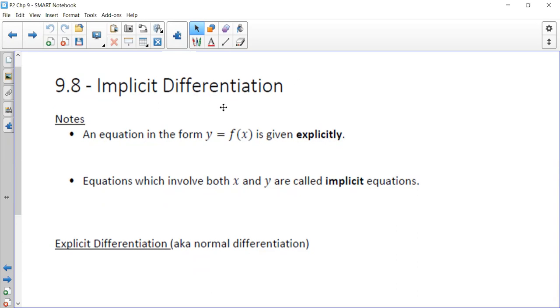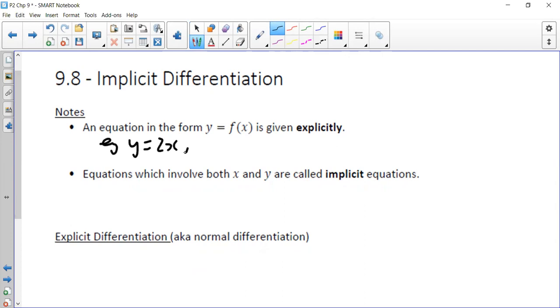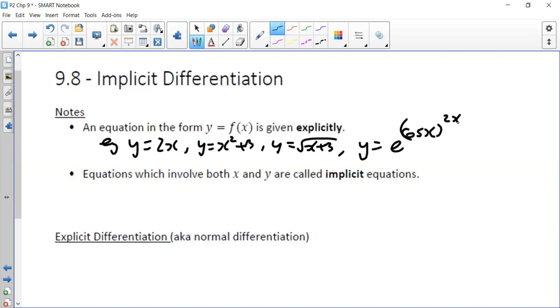So first of all, we have to understand what we mean by an explicit and an implicit equation, because implicit differentiation means differentiating implicitly. Right, so notes: an equation in the form y equals f of x is given explicitly. For example, let's say we've got y equals 2x, y equals x squared plus 3, y equals root x plus 3, or if you want to be really horrible, you can say y equals e to the power cos x squared 2x, for example. A really weird equation. It doesn't matter. These are all explicit equations because they're given in the form of y equals f of x.